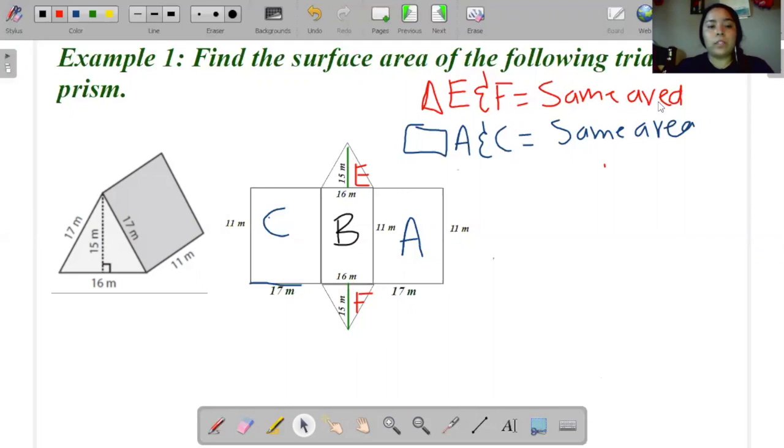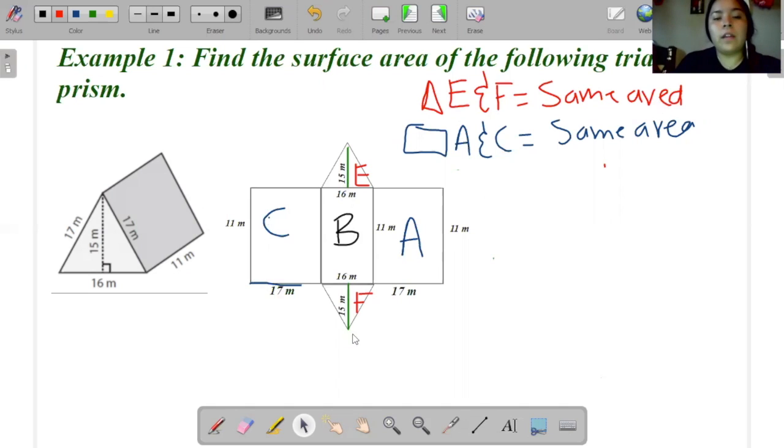And I also noticed that rectangle A and rectangle C will have the same area as well because they have the same length and the same width. So if I find the area of rectangle A, I will know the area of rectangle C. So let's start.